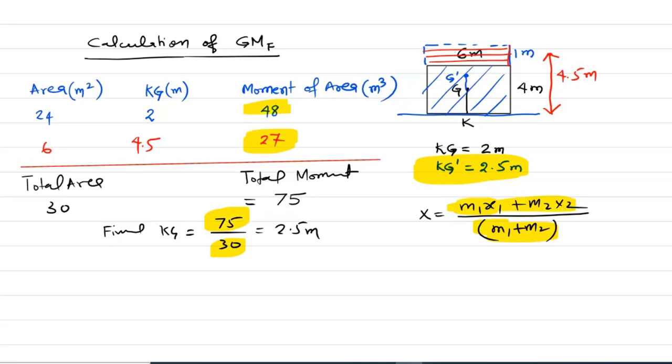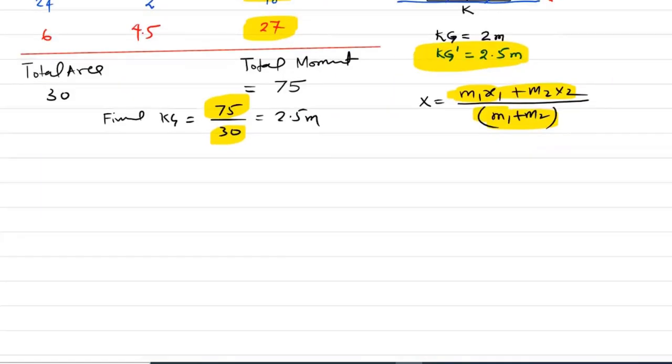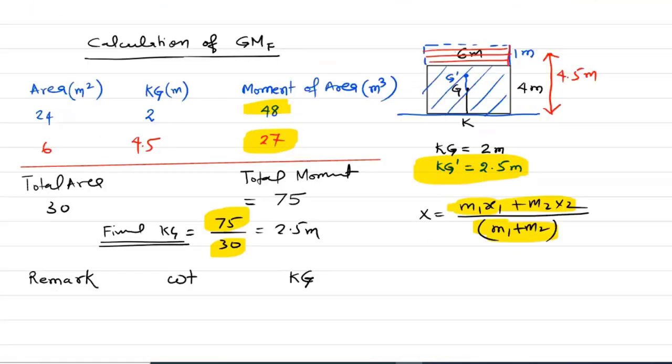So why are we doing this? We are learning this operation to find the final KG, to obtain final KG. So what we have to do for final KG, let me give you a table. We have to write remark, then we need to write weight, whatever is the weight, then we need to write KG. By the way, the moment you have to take, you can take the moment of area, you can take the moment of volume.